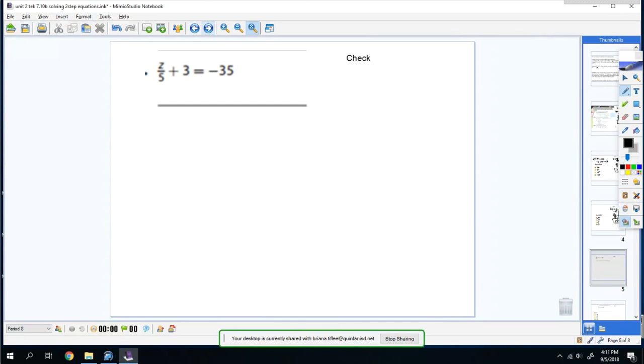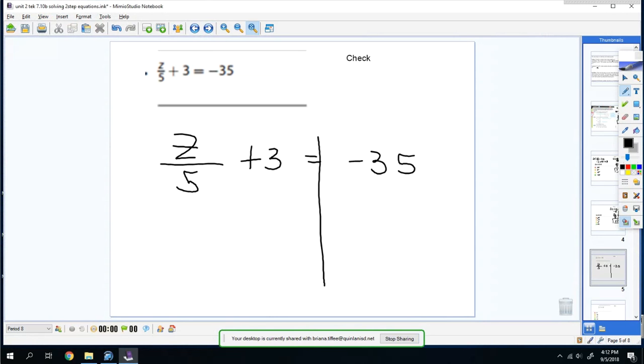Okay, now we have one where the 5 is below the letter. I'm going to rewrite that so I can see it better. That's how I do my z's. That's z over 5 plus 3 equals negative 35. Okay, so I still draw my line. And the first number I'm going to look at is a 3. Since it's being added, I'm going to subtract it from both sides. Negative 35 minus 3 is negative 38.